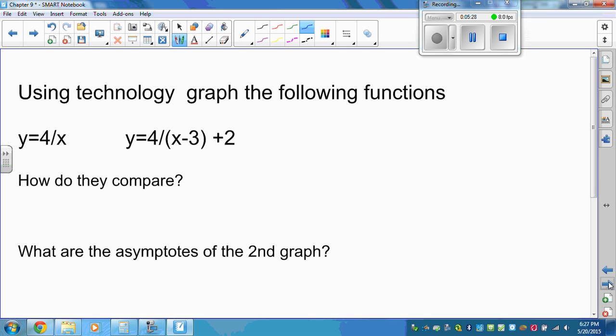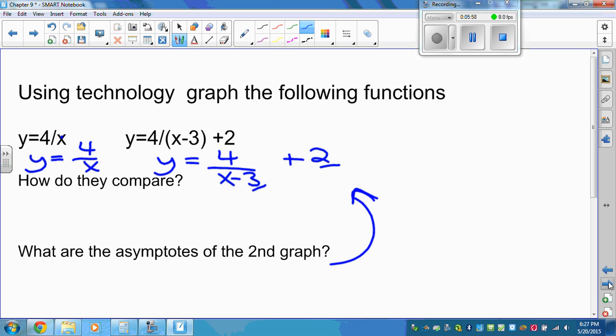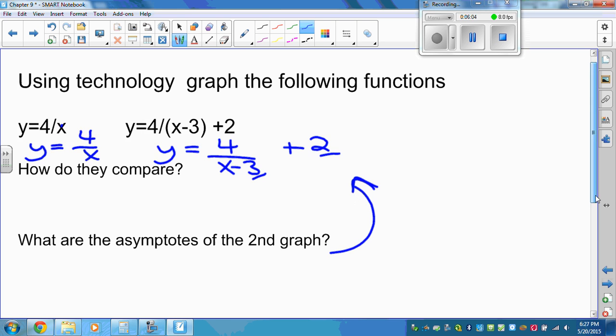Okay, hopefully you have tried that activity. Now you're going to do a similar activity. You're going to compare y equals 4 over x, which is just written a different way, and y equals 4 over x minus 3 plus 2. You're going to see how the h and the k affect the graph. So you're answering how they compare, and what the asymptotes of this graph are. How did that change the asymptotes when we shifted? You're going to be using Desmos and trying that.